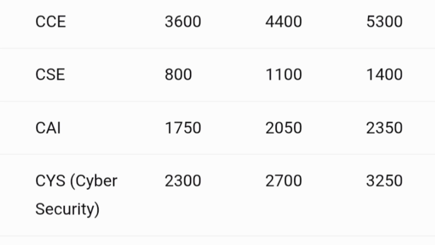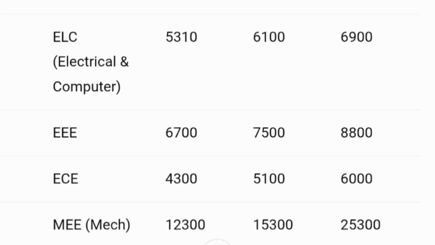Similarly, there is another computer branch, CAI, where you can expect 1750 in slab 1, around 2000 in slab 2, and 2300, 2400 maximum in slab 3. But those are all good options. Then the cybersecurity branch, again 2300 you can expect in slab 1, 2700 in slab 2, and up to 3300 ranks in slab 3. This is also one of the branches in good demand, and students are going for cybersecurity in many colleges. There are also branches coming like electrical and computer, or electronics and computer combination.